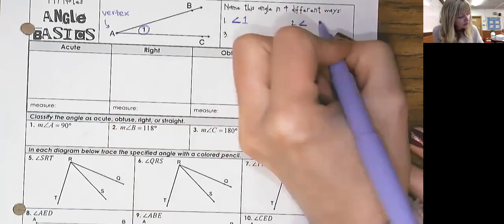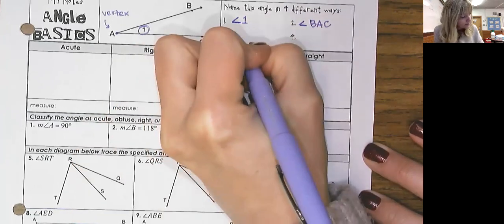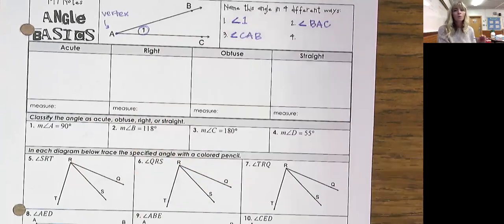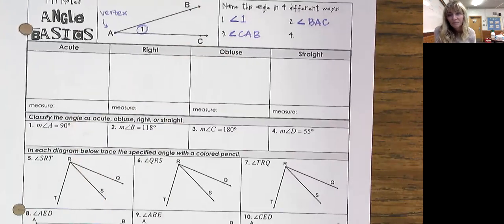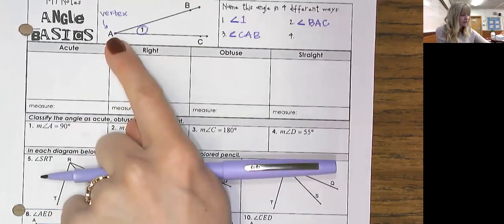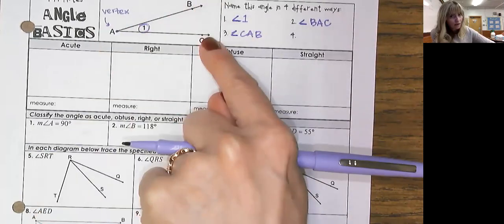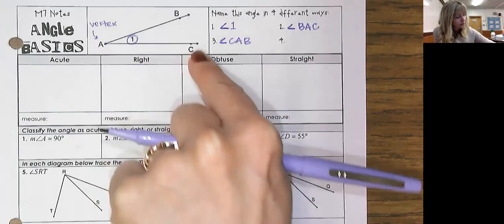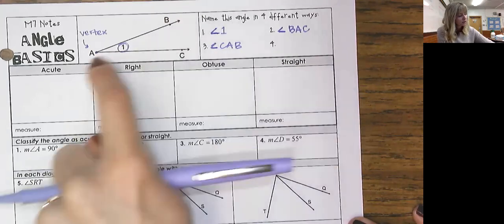I could name this angle, angle BAC, or another way I could name it is angle CAB. What I cannot do is angle ABC, because if I try to start with A and follow the angle around, that does not work because B is not the vertex. A is the vertex. The vertex must always go in the middle. So I can go BAC or CAB, but I cannot go ABC or BCA. What you name it, the 3 letters, you should be able to trace it and actually draw the angle with your finger.